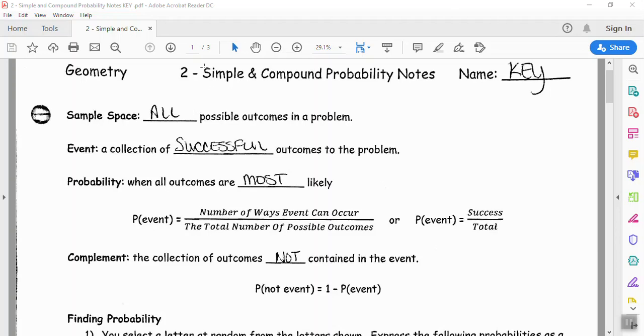We are going to be talking about just simple probability today. We've changed it from simple and compound to just simple. Okay, and over the next several days, we'll walk into compound probability.